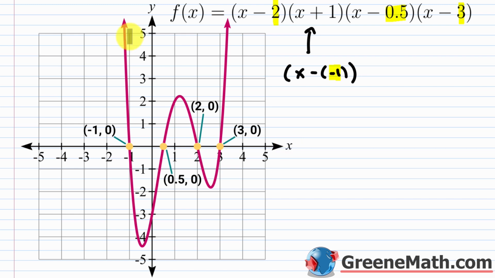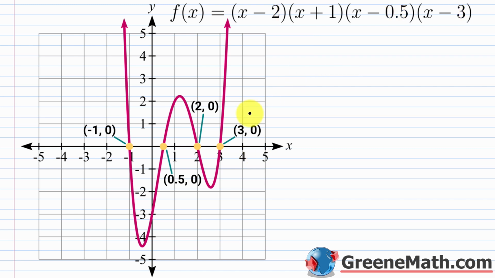In the interval where x is less than negative 1, you can see that it's always positive. Then between negative 1 and 0.5, it's always negative. Then between 0.5 and 2, it's always positive. Between 2 and 3, it's always negative. And then anything greater than 3, it's always positive. So all you have to do, once you've found your x-intercepts, is use those x values to set up your intervals. You just pick something for x in that interval, plug it in, and if your function value is positive, then it's always positive in that interval. If it's negative, then it's always negative in that interval.